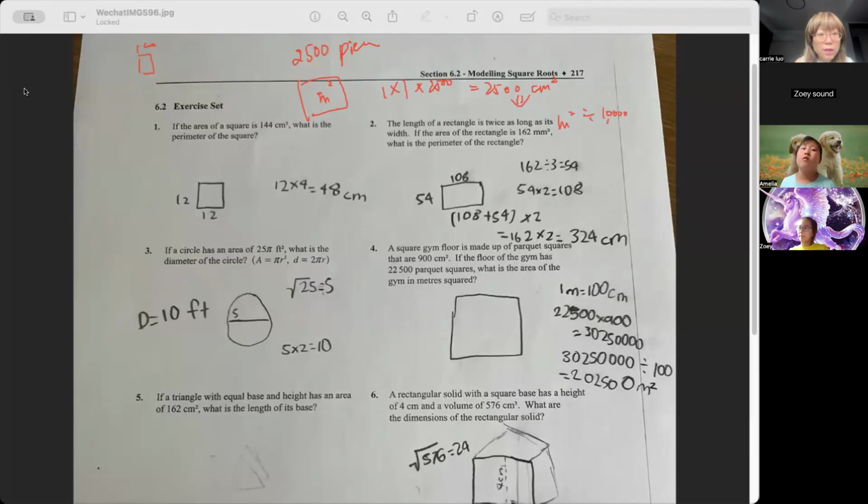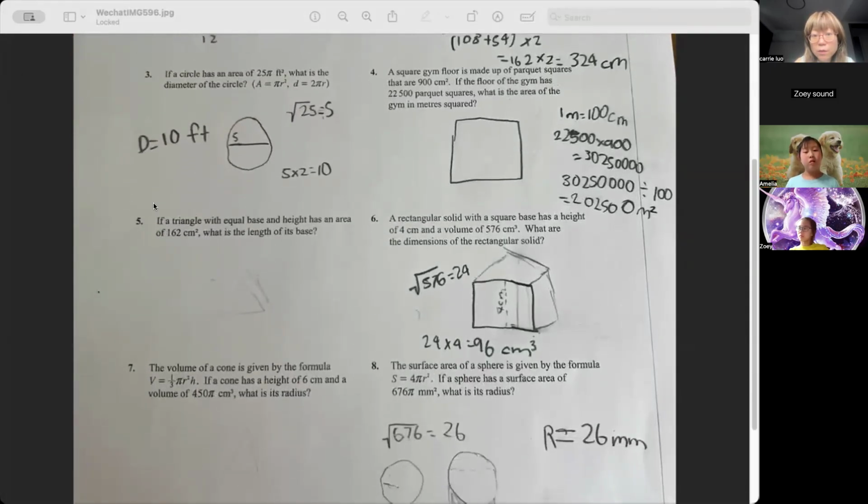Okay, so the other way: if you have a square made of 1 meter and you want to transfer it into centimeters squared, it's times 10,000. Get it, Zoe? Amelia, do you understand? Do you really understand or not?